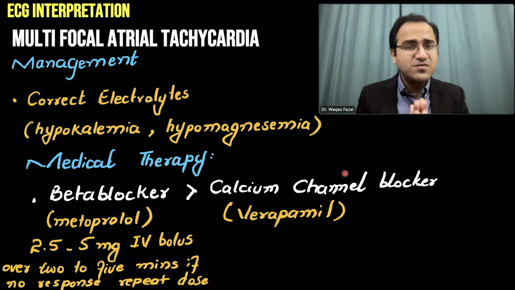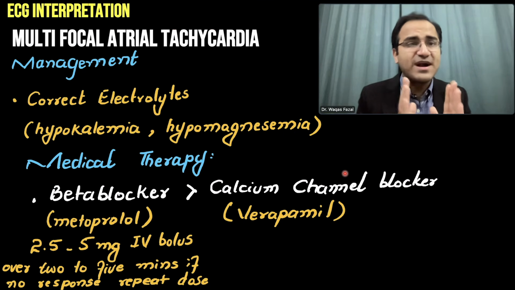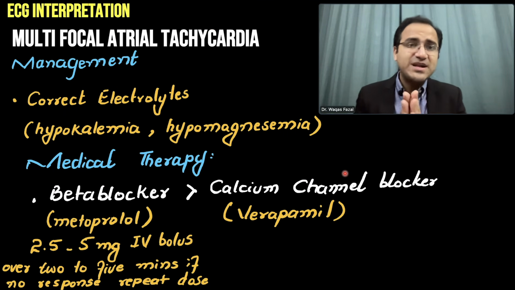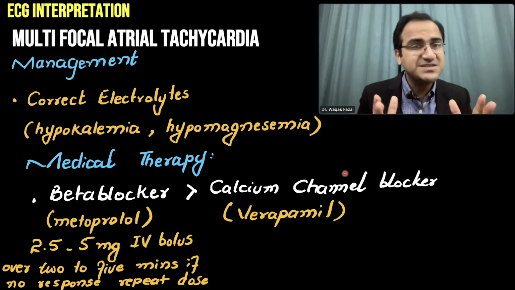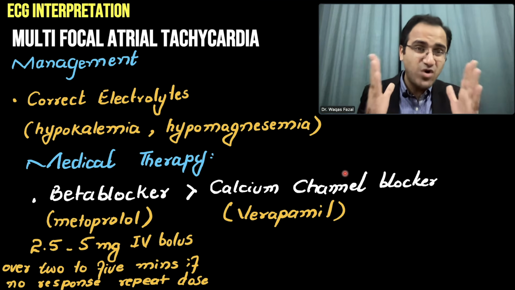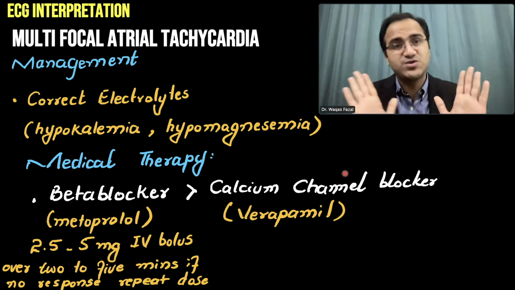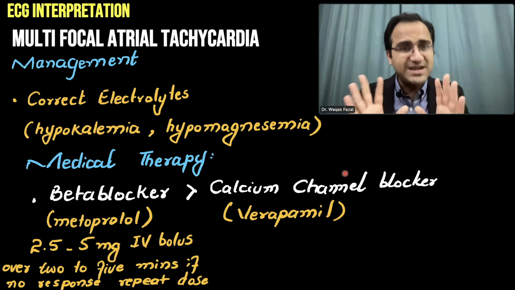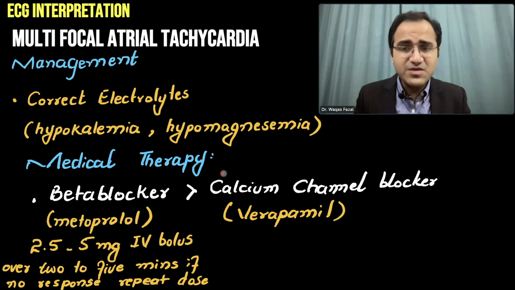In the management of multifocal atrial tachycardia, you always have to look for the underlying cause. Sometimes electrolyte abnormalities like hypokalemia and hypomagnesemia can cause many arrhythmias. In every arrhythmia, always look for electrolytes and correct them. Then we have the medical therapy.